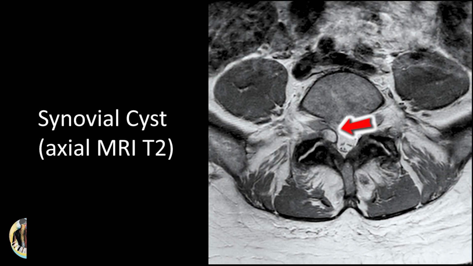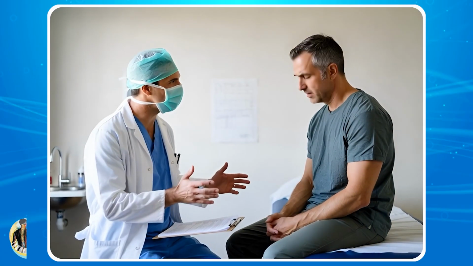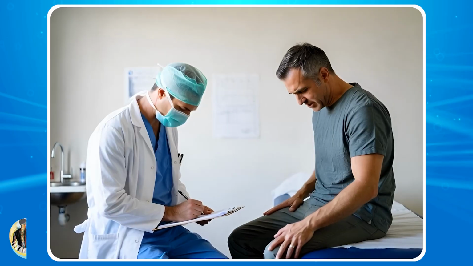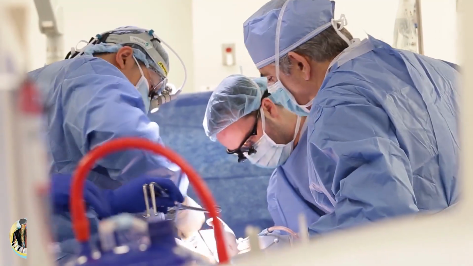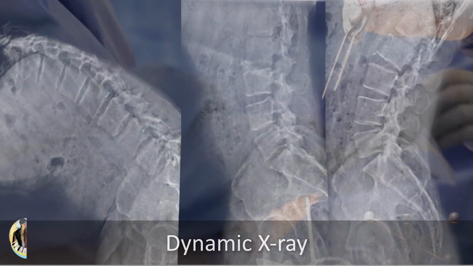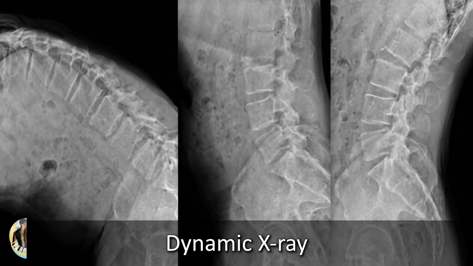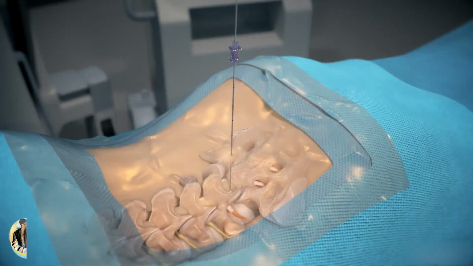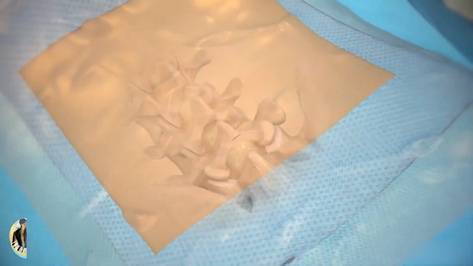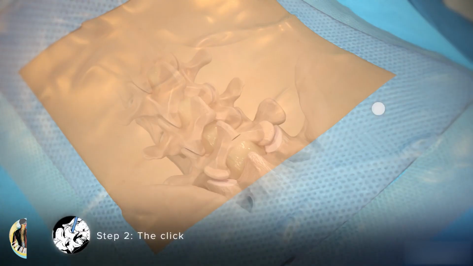Because a synovial cyst is a physical obstruction caused by a plumbing leak, our treatment protocol is highly targeted and strictly mechanical. We do not mask the pain with pills. We must remove the obstruction. If the dynamic X-rays prove that your spine is structurally stable and the bones are not sliding, we use advanced, minimally invasive microsurgery. Through a tiny incision in your back, using a specialized surgical microscope or an endoscope, we create a tiny window in the bone to access the spinal canal.